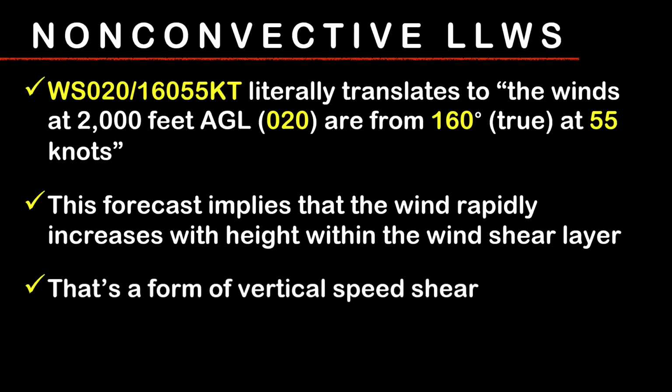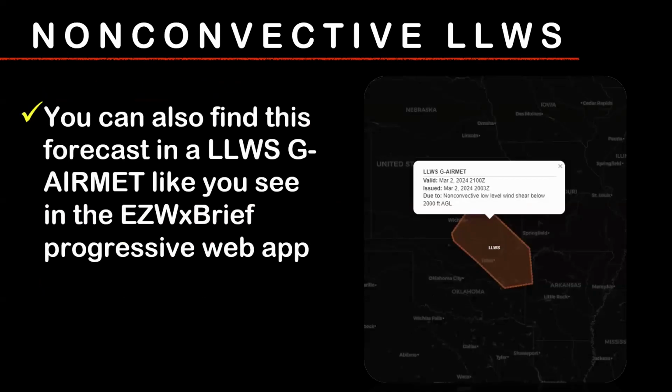So we call this a form of vertical speed shear. Yes, the winds can change direction in that as well, but this is usually equated to wind speed changing with height, increasing with height over a short altitude span. And you may also find something called a low-level wind shear G-AIRMET. Again, it's a non-convective low-level wind shear forecast that's forecast over an area. And for the G-AIRMETs that you'll see, it's typically in the first 2,000 feet.